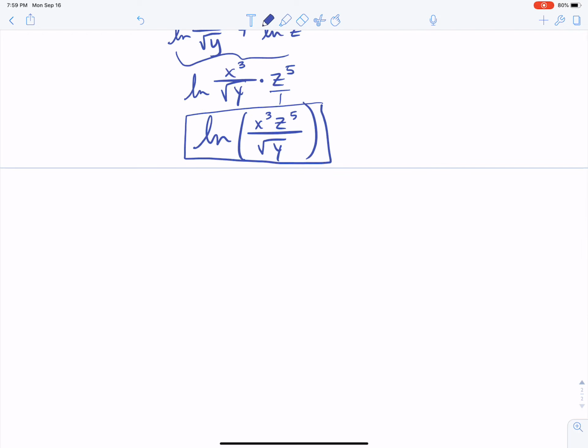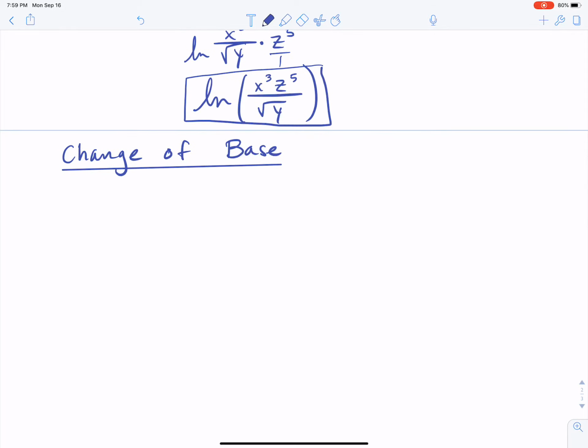All right, the last rule that we need to learn about before we can actually go solve some problems, which we will do next class, is change of base. So change of base is when you have a base, like log base b of a number. The change of base formula lets you change this to a common log or a natural log.